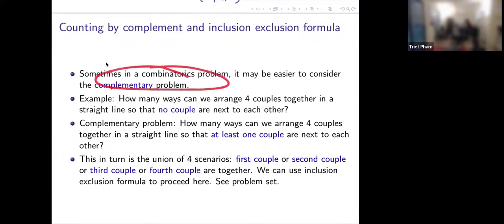A lot of times it's easier to look at the problem where, instead of counting directly, you count the ways that it doesn't happen and then subtract it away. For example, you want to arrange the couples so that no couple is next to each other. The complementary problem is how many ways can you arrange 4 couples so that at least 1 couple is next to each other. This is not necessarily easier or harder, but it gives you a different way to attack the question.